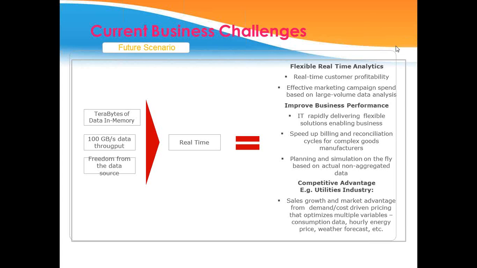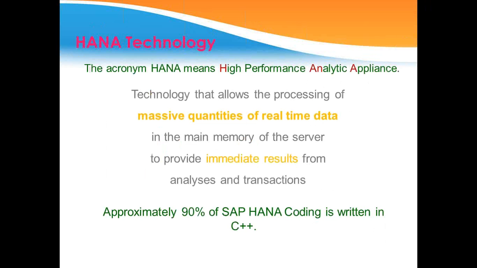So considering all these requirements, SAP came up with a new product called HANA, addressing all the issues we have seen in terms of data size, data processing throughput, calculation speed, and supporting different data sources. We have a lot of things inside HANA. How these are achieved, we are going to see now.